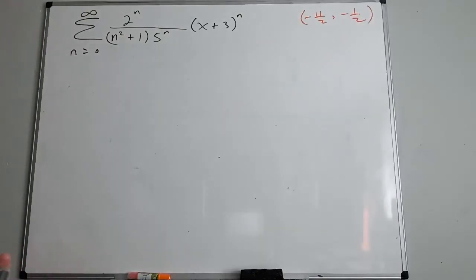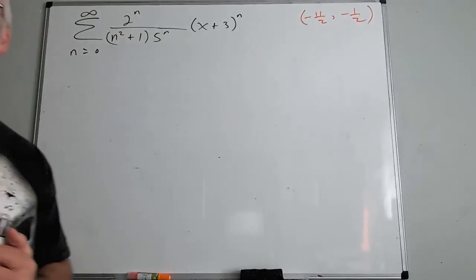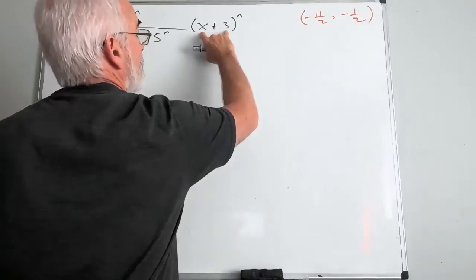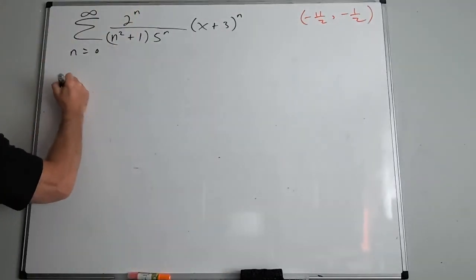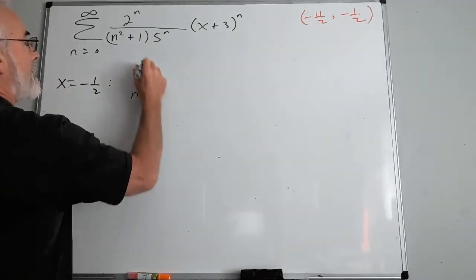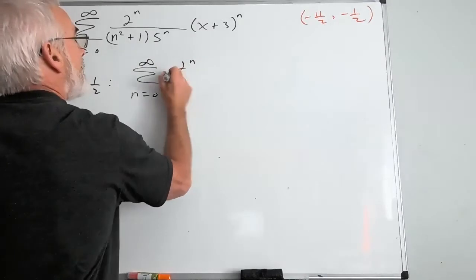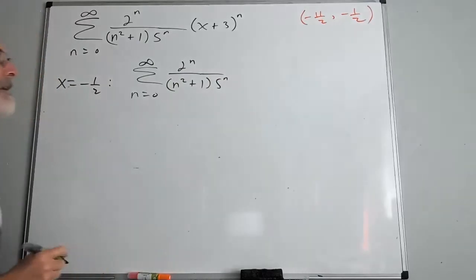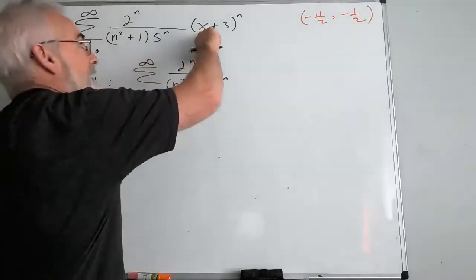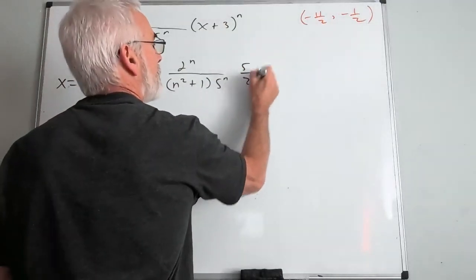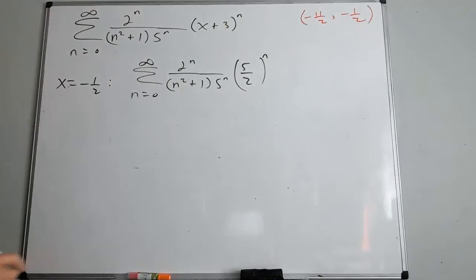So which one should we check first? Negative 11/2 or negative 1/2? Negative 1/2, because that will keep this positive. So x equals negative 1/2. That will give me 2 to the n over n squared plus 1 times 5 to the n. Now, if I put in negative 1/2, negative 1/2 plus 3 is 5/2. Do you notice anything?